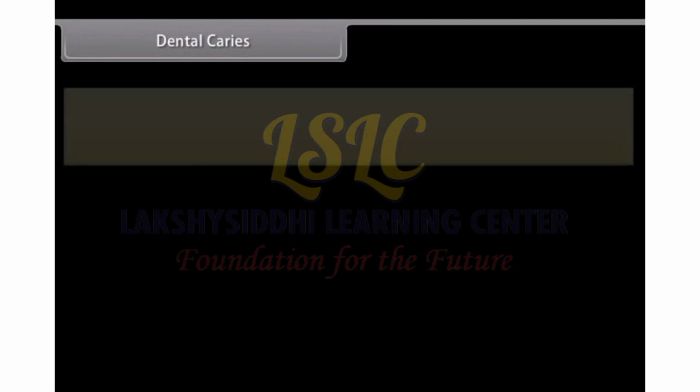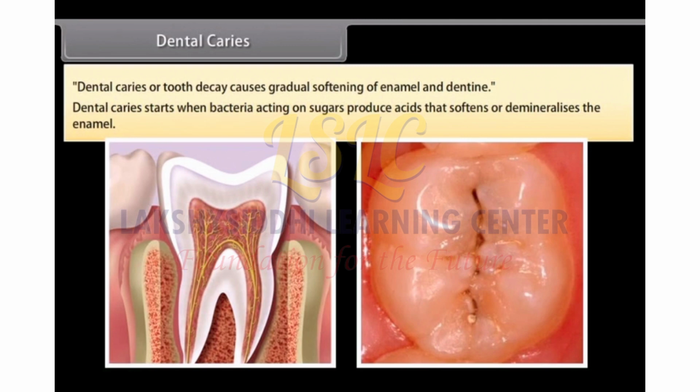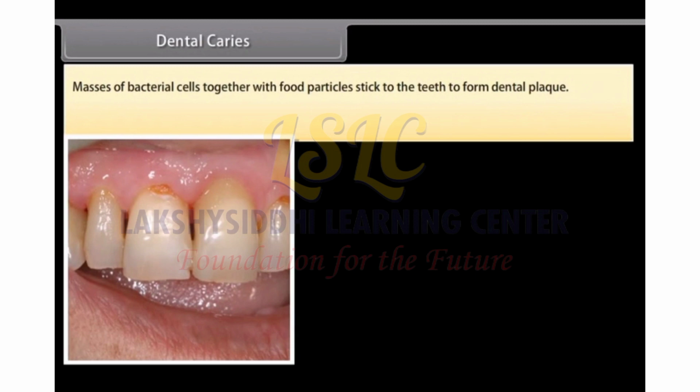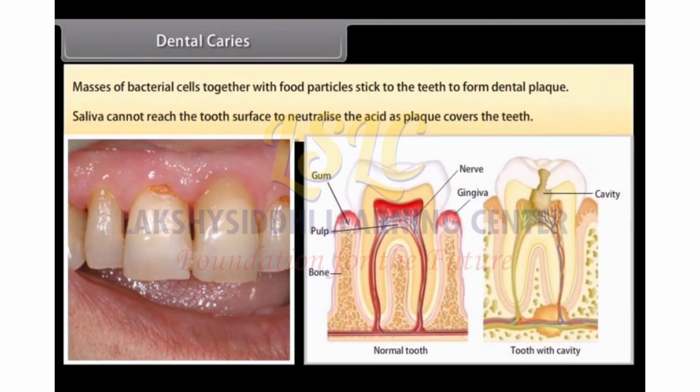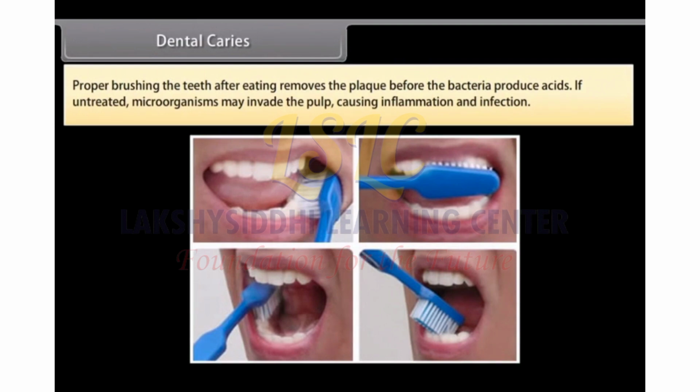Dental caries. Dental caries or tooth decay causes gradual softening of enamel and dentine. Dental caries starts when bacteria acting on sugars produce acids that soften and demineralize the enamel. Masses of bacterial cells together with food particles stick to the teeth to form dental plaque. Saliva cannot reach the tooth surface to neutralize the acid as plaque covers the teeth. Proper brushing of the teeth after eating removes the plaque before the bacteria produce acids. If untreated, microorganisms may invade the pulp, causing inflammation and infection.